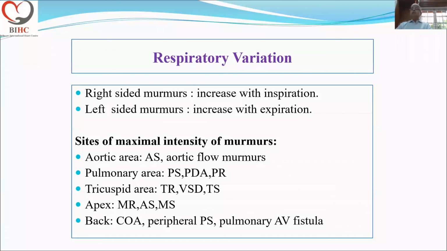If you have a murmur in the aortic area, it's aortic stenosis or an aortic flow murmur. If you have a murmur in the pulmonary area, it can be pulmonary stenosis. It can be PDA if it's a continuous murmur, or even a systolic murmur in infants. A diastolic murmur is pulmonary regurgitation. In the tricuspid area, a systolic murmur is TR or VSD. Over the apex beat, a systolic murmur is MR or aortic stenosis. A diastolic murmur is MS. Over the back, if you hear a murmur, it's like coarctation or peripheral pulmonary artery stenosis or pulmonary AV fistula or aortopulmonary collaterals.